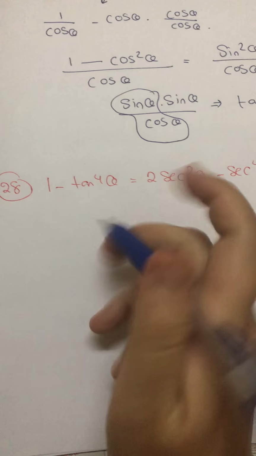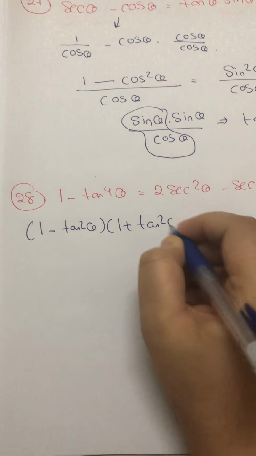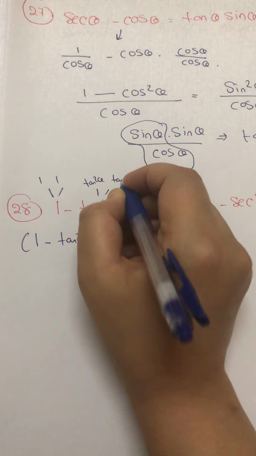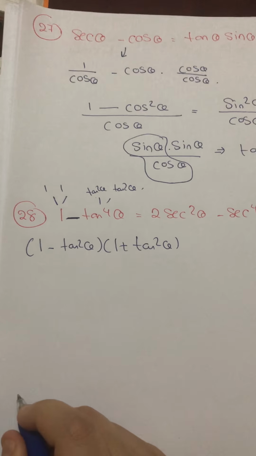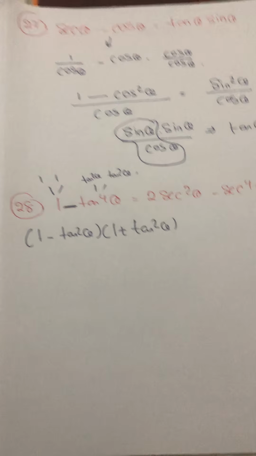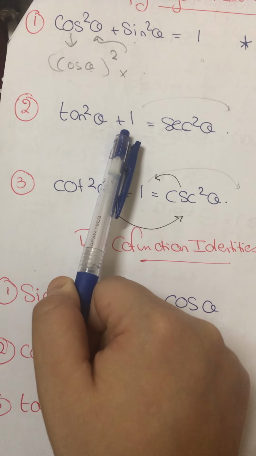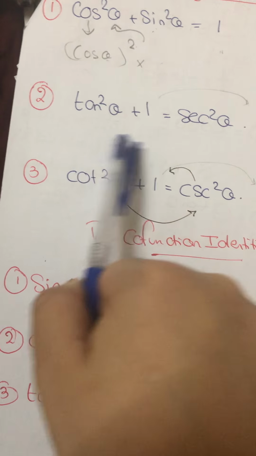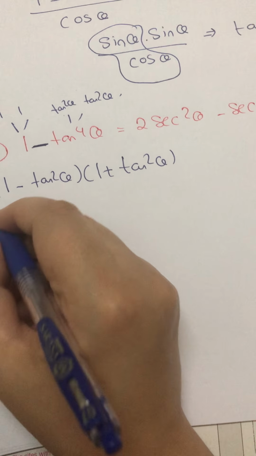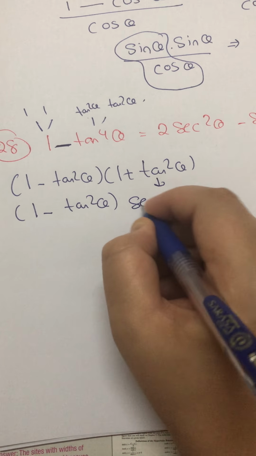Question number 28. Difference of squares. It can turn into 1 minus tan squared theta, and the other bracket 1 plus tan squared theta. How did I know? Because this can be 1 by 1, and this can be tan squared theta by tan squared theta, and this is a minus. So it's a difference of squares. So again, I have one identity here, tan squared plus 1 equals sec squared. So 1 plus tan squared theta is equal to sec squared, and I can see secs in the answer. So I'm gonna write this as 1 minus tan squared theta, and this is sec squared theta.